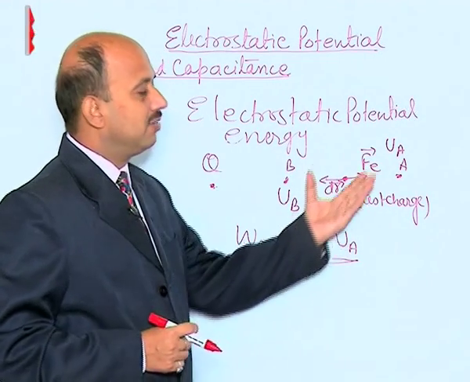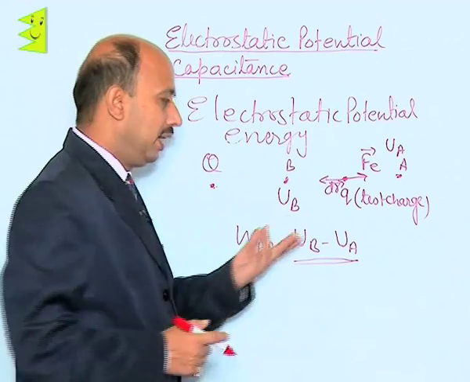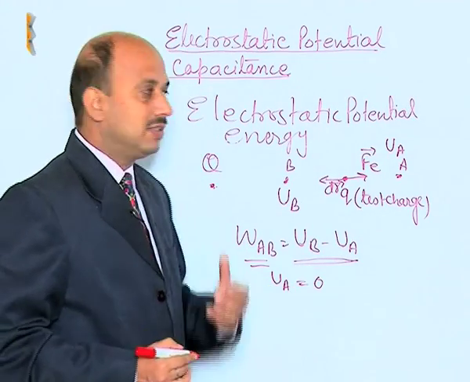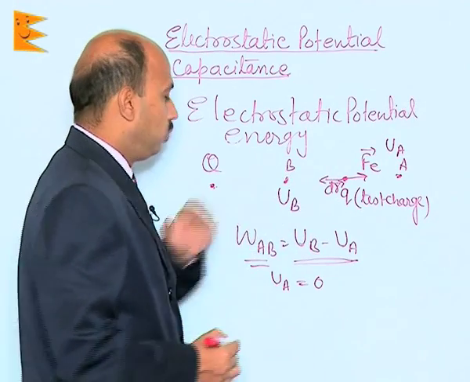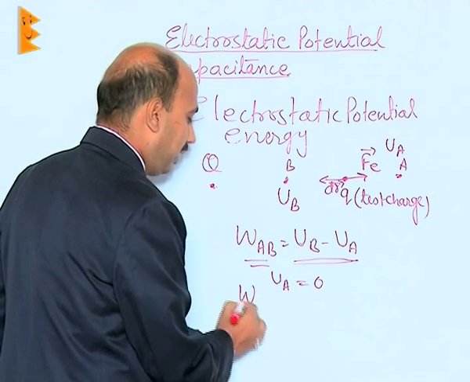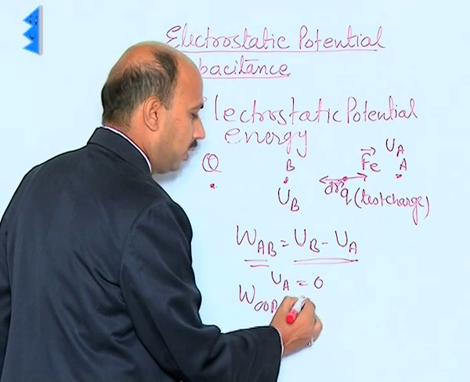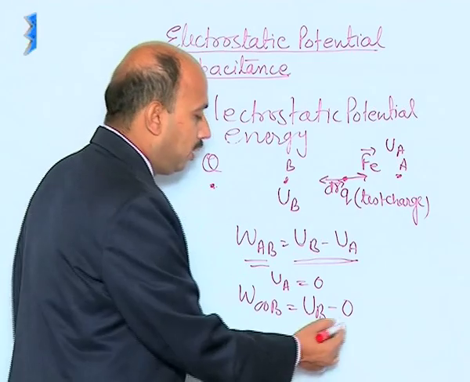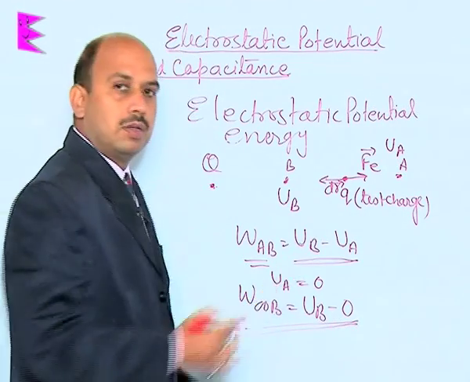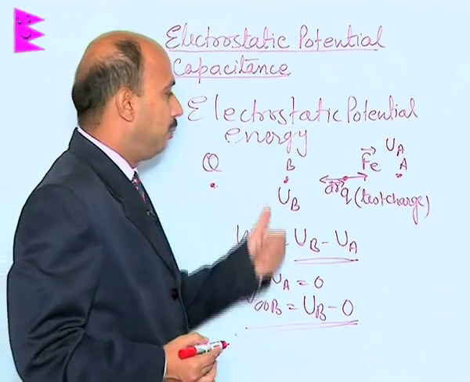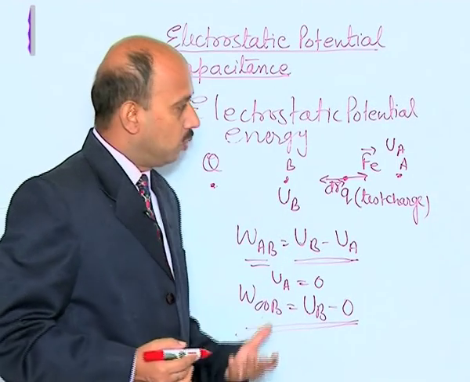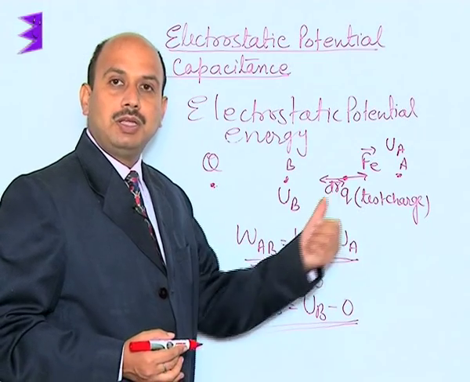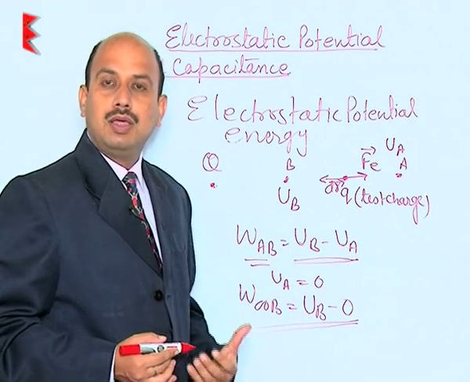Suppose the point A lies at infinity, then we can take UA equal to 0, and the charge is brought from infinity to the point B, then we can write W from infinity to B is equal to UB minus 0. So, now here we can define the potential energy of the charge at any point B as equal to the amount of work done required to bring the charge from infinity to this point B without any acceleration.